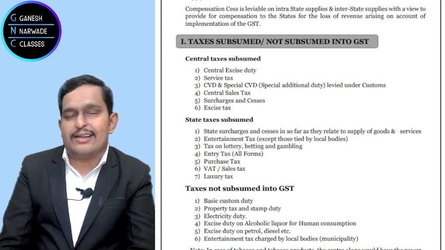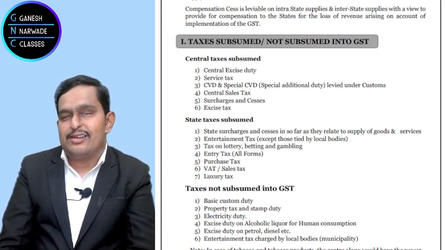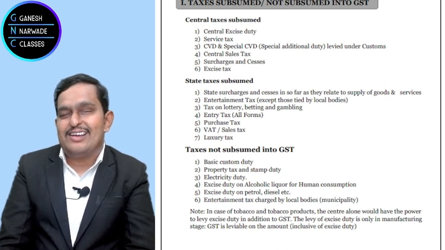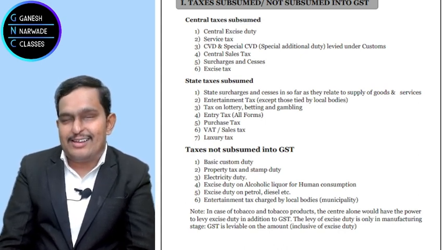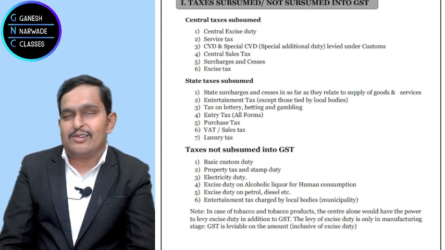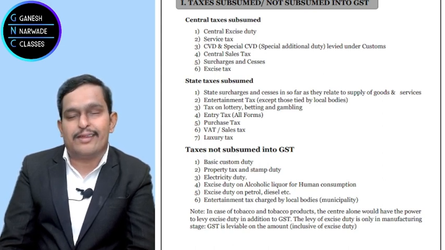There were a lot of surcharges and cesses which the central government levied, and those were also removed. In the olden times there were the Krushi Kalyan cess and Swachh Bharat cess. So these cesses and surcharges were also removed. Okay, so the central taxes which were subsumed we have discussed.